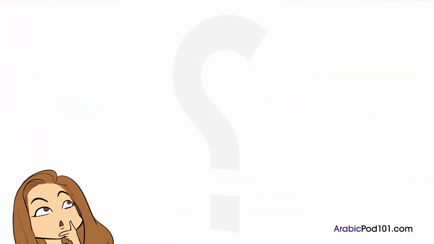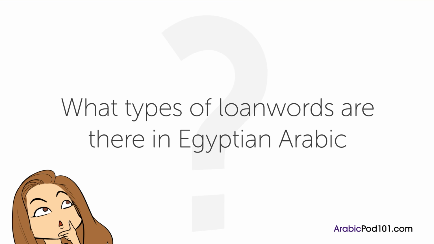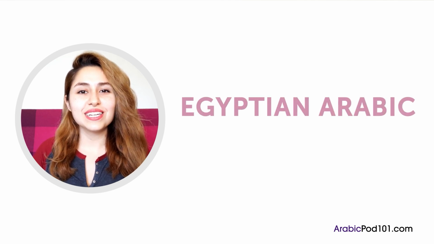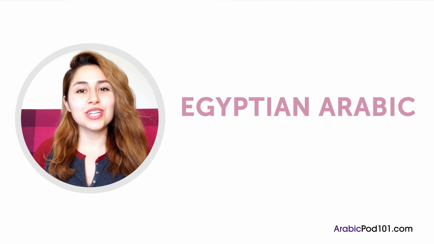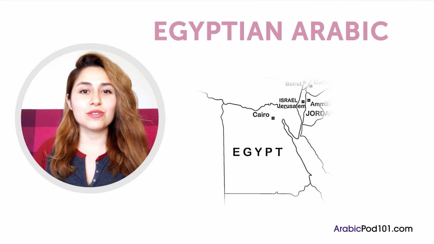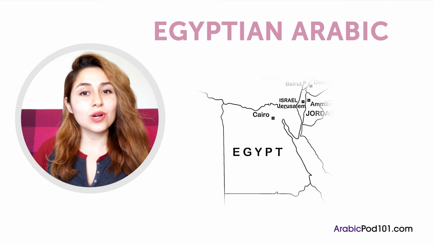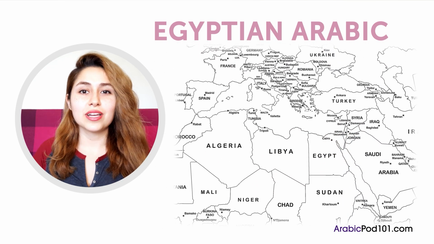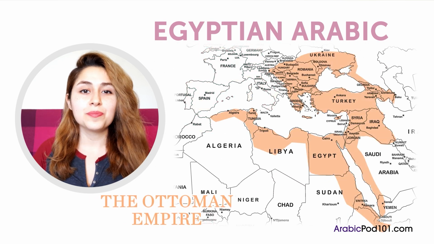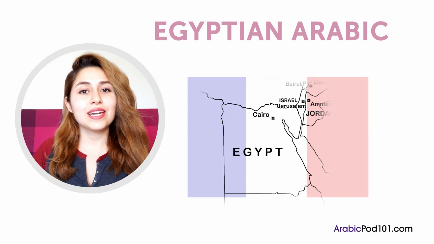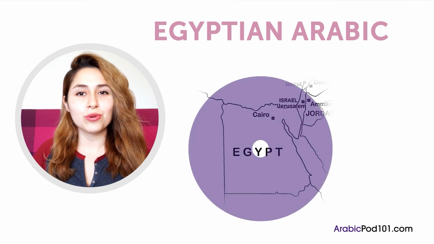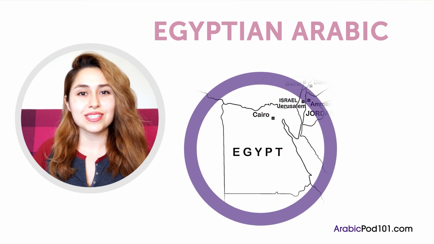The question for this lesson is, what types of loanwords are there in Egyptian Arabic? I'd like to introduce you to my native dialect, which happens to be one of the most widely understood dialects of Arabic, Egyptian Arabic. Egyptian Arabic is the result of Egypt's diverse history. After all, Egypt is not only the land of the pharaohs. Egypt was part of many empires, like the Roman Empire and the Ottoman Empire, then was a French colony, then an English colony. There is no way a country can have such a history without being influenced by all of these different cultures and languages.